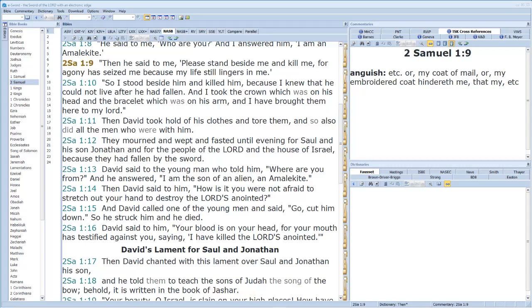And so it says, then he said to me, which is a lie, please stand here beside me and kill me, for agony has seized me, because my life still lingers in me.